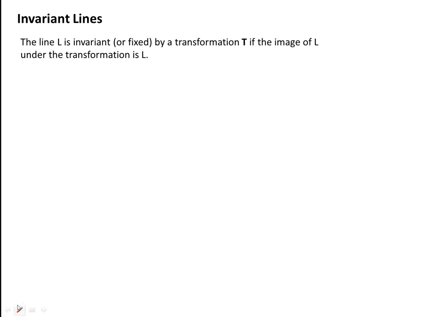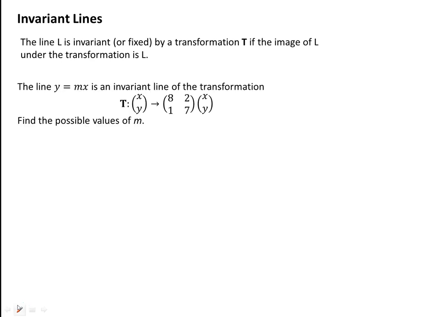Now we say that a line is invariant or fixed by a transformation t if the image of the line under the transformation is itself the same line. So what we're going to try and do is find the equation of the lines which are invariant under the transformation whose matrix is 8, 2, 1, 7.